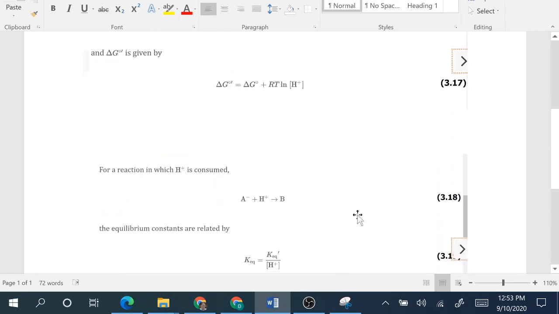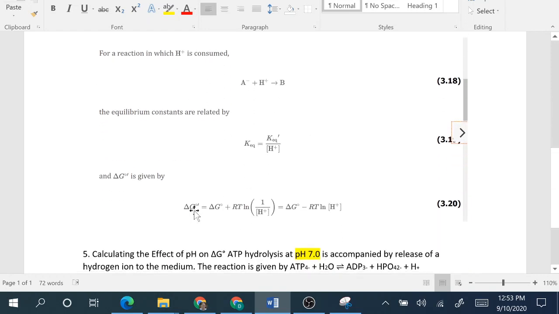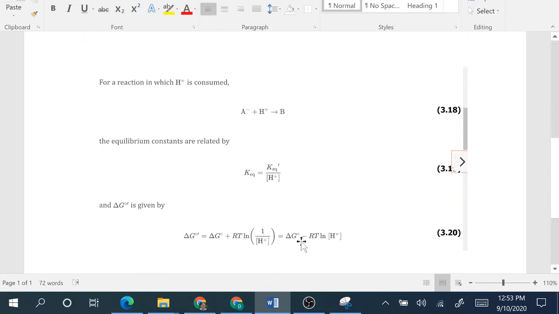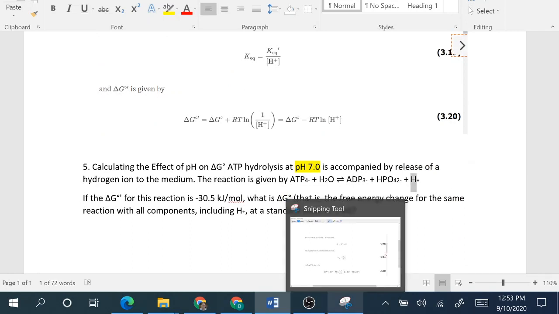So basically, if H plus is released, we're going to get this equation, delta G naught prime is given by delta G naught plus RT ln of H plus. Okay, if we have H plus consumed, then delta G naught prime is equal to delta G naught minus RT ln of H plus. So one of them gives us a plus sign if hydrogen ions are produced, and if they're consumed, we get a minus sign. So that's the takeaway from this. So in this case, we actually are producing hydrogen ion. Okay, and so we have the equation.